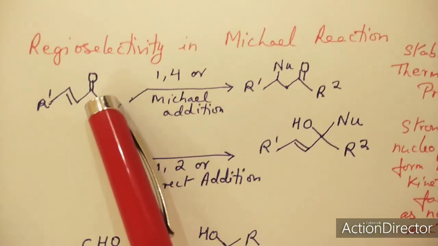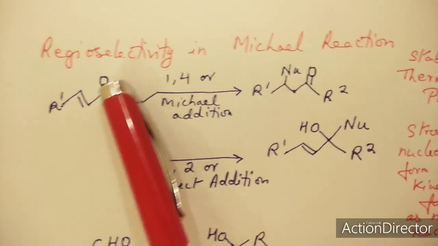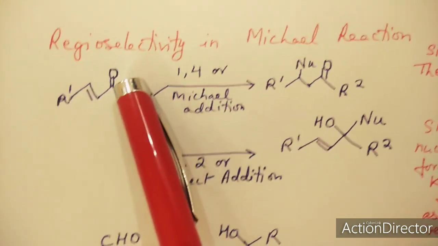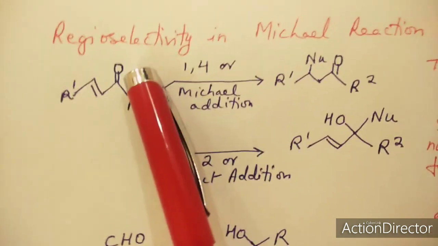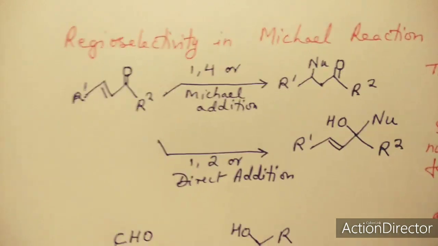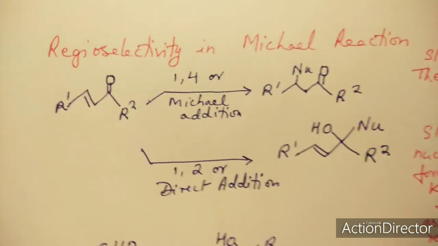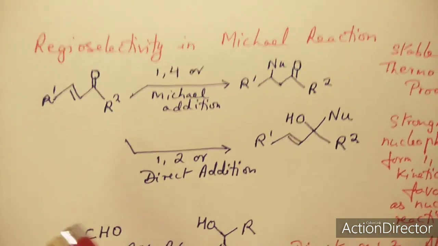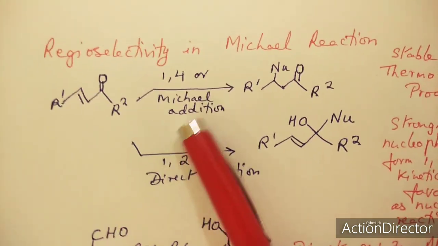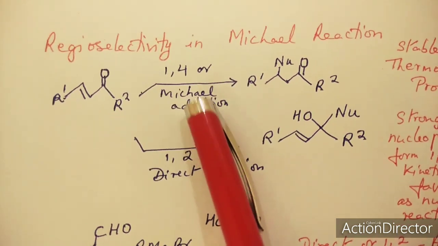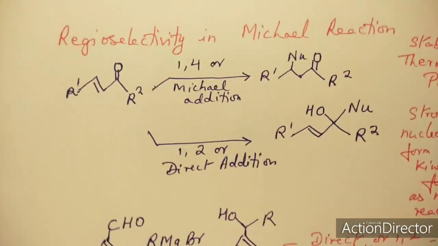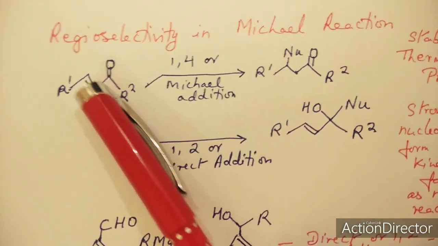One is the direct addition, that is 1,2 addition. This is known as 1,2 addition because O negative and here C positive, this will be the one which will be reacting. On the other hand, we have at the same time a carbon double bond carbon. So this carbon double bond carbon will tend to react in a Michael addition, that is the 1,4 addition, counting from here. So this is the 1,4 addition. So 1, 2, 3, 4.